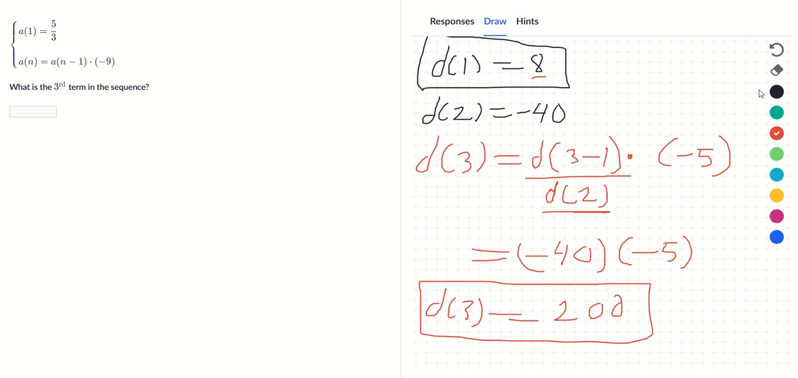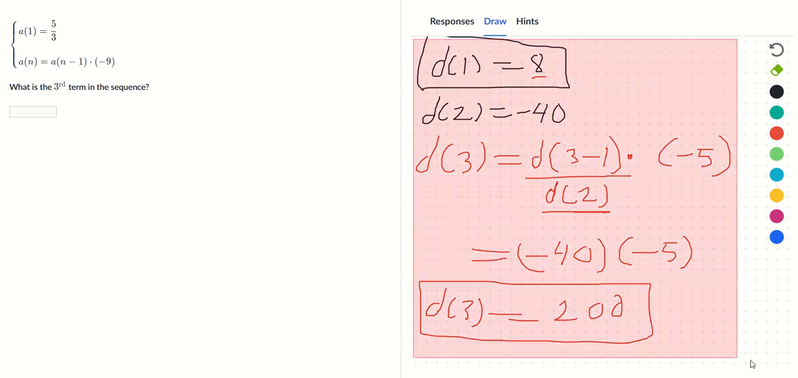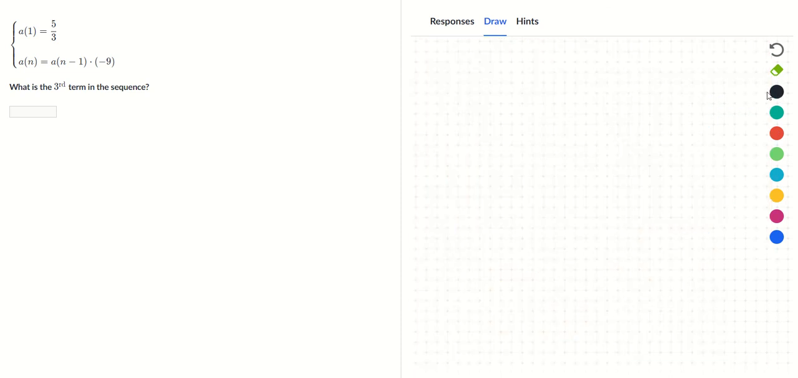For this one, I want you to pause the video and do it yourself. All right, let's move on. Let's confirm our results. A of 1 equals 5 over 3. So you have the first term, A of 1 equals 5 over 3. And they asked me, what is the third term? So I have to do the same again. I need to find my second term first, so that I can find my third term.